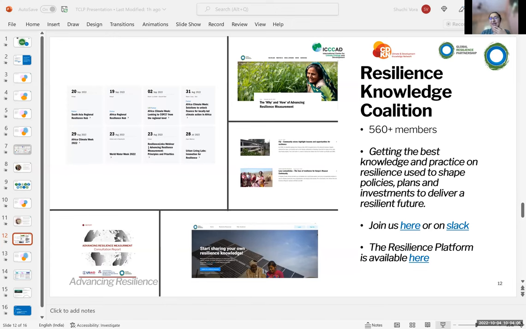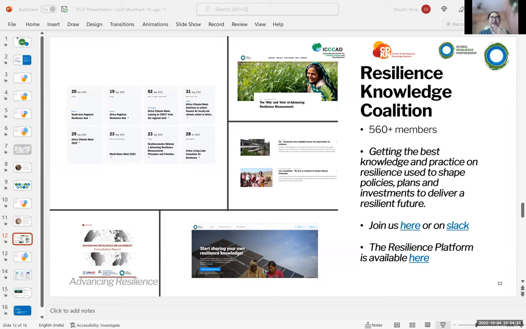So just very quickly, this is what the Resilience Knowledge Coalition is. It's a network of networks that's being co-led by three organizations, ICCAD, CDKN, and the Global Resilience Partnership. We have representation from all three organizations, but Emma from CDKN is going to talk about some of the work we've done together in the past in a little more detail.